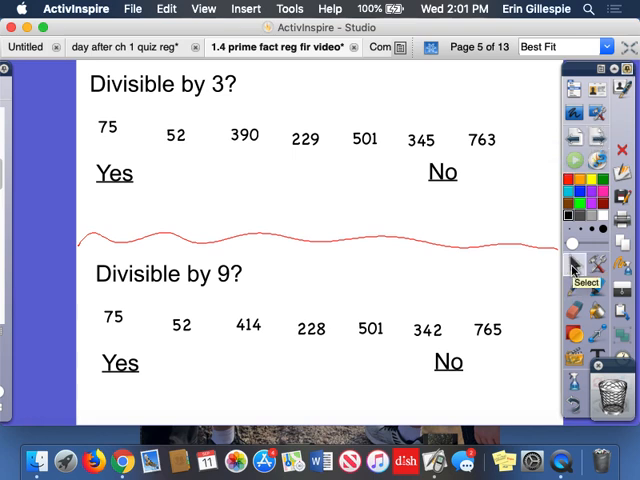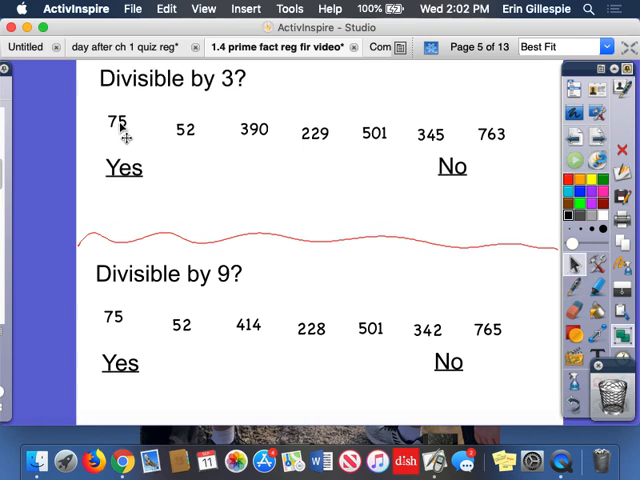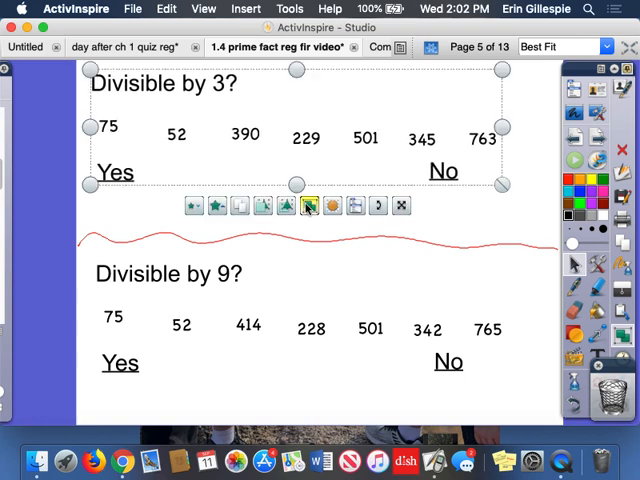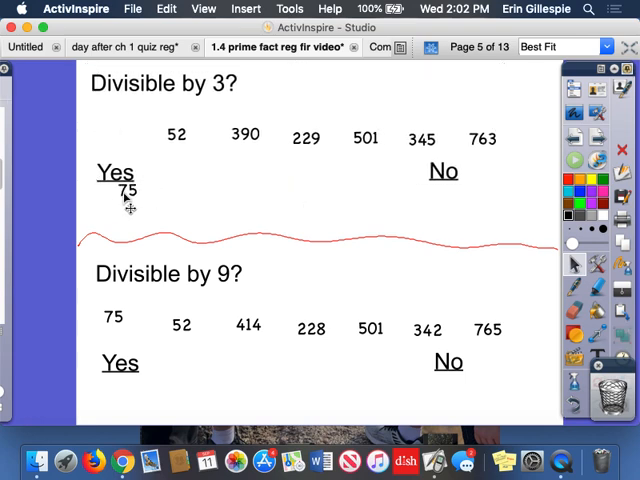All right, let's see how you guys did. So 75, these ones are attached too, there we go, should be in your yes column, because 7 plus 5 is 12, and 12 you can divide by 3. 52 is in the no column. 5 plus 2 is 7, and 7 you can't divide by 3. 390 is in the yes column. 3 plus 9 is 12, and 12 plus 0 is still 12, and 12 you can divide by 3.